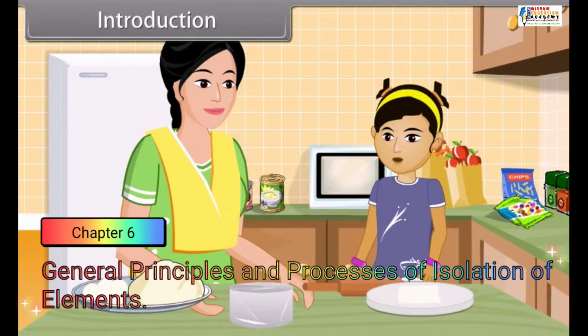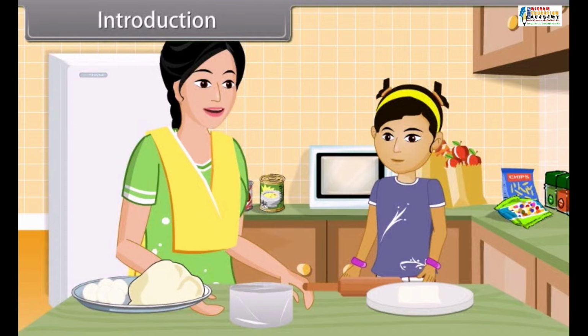Mom, what are you doing? Ria, I'm wrapping the tiffin by using foil. Mom, I want to ask you something. What is the type of foil you are using? This is an aluminium foil used for packing purpose.